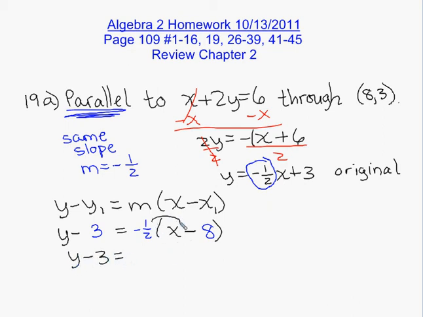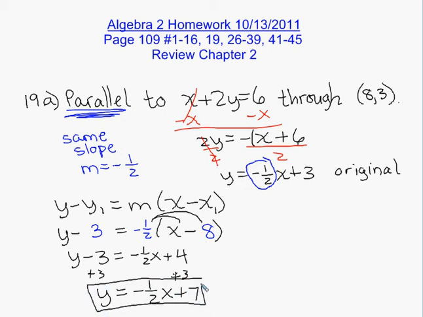Okay, so -1/2 x. -1/2 times -8 would be +4, because half of 8 is 4, and negative times negative is positive. Last step is add 3 to both sides. Sorry, it's hard to write here. Okay, so y equals -1/2 x plus 7. So this is what they are looking for. This is the parallel line.